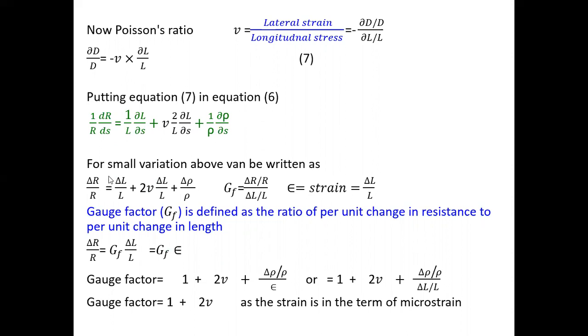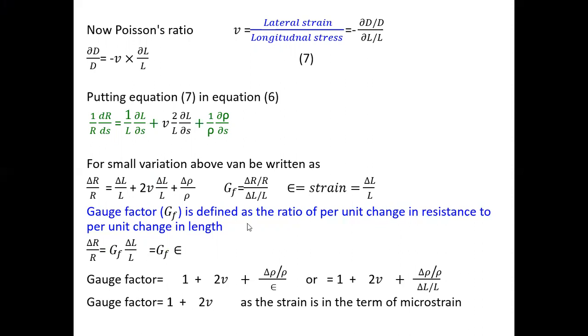For all the variations above, we can write delta R by R is equal to delta L by L plus 2V delta L by L plus delta rho by rho. Then GF is equal to delta R by R upon delta L by L, and strain is equal to delta L upon L.